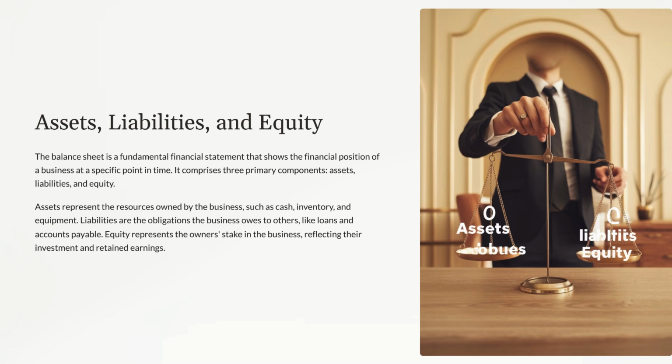It comprises three primary components: assets, liabilities, and equity. Assets represent the resources owned by the business, such as cash, inventory, and equipment. Liabilities are the obligations the business owes to others, like loans and accounts payable. Equity represents the owner's stake in the business, reflecting their investment and retained earnings.